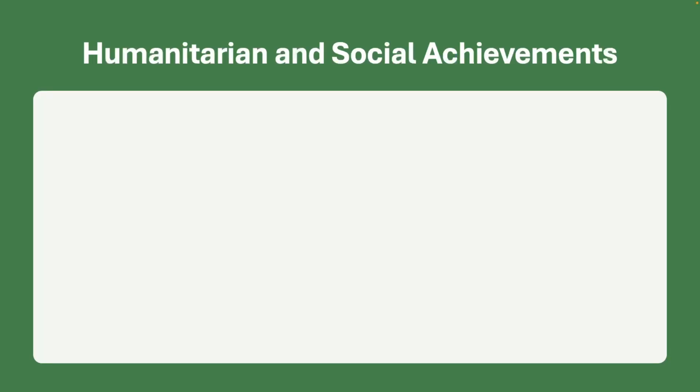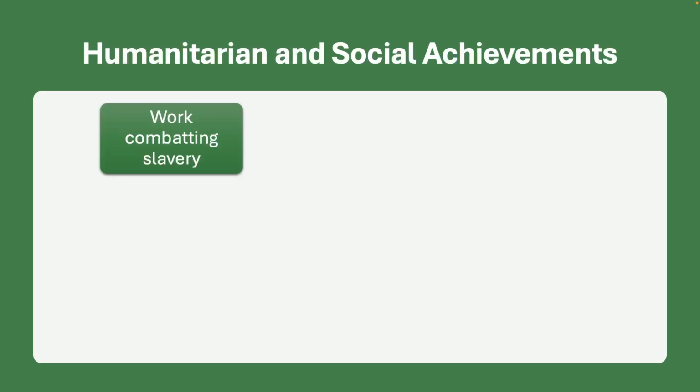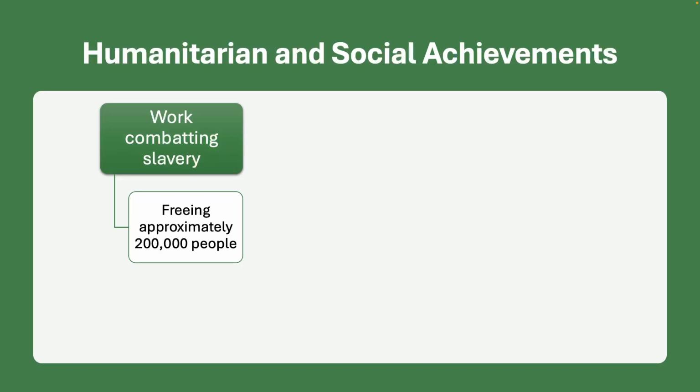In terms of their social, health, and humanitarian initiatives, you could say that the League had quite an excellent reputation during the 1920s. For example, the League of Nations did a lot of work combating slavery. In fact, it freed approximately 200,000 people from places like Burma. And it also targeted drug trafficking by blacklisting a number of offenders.